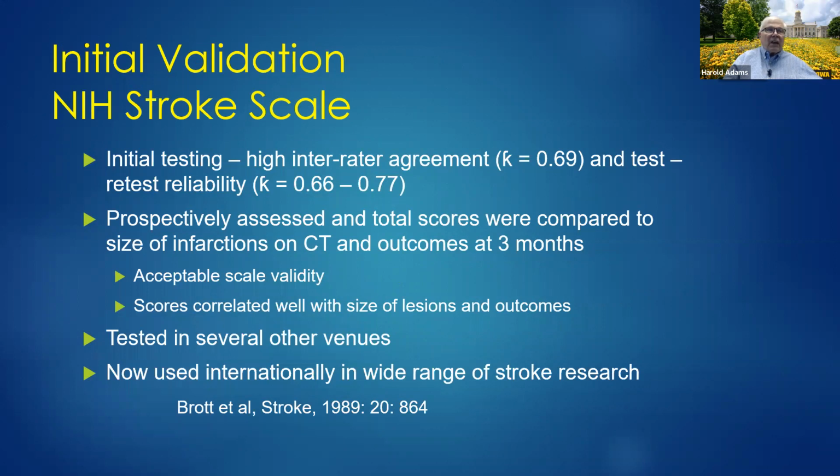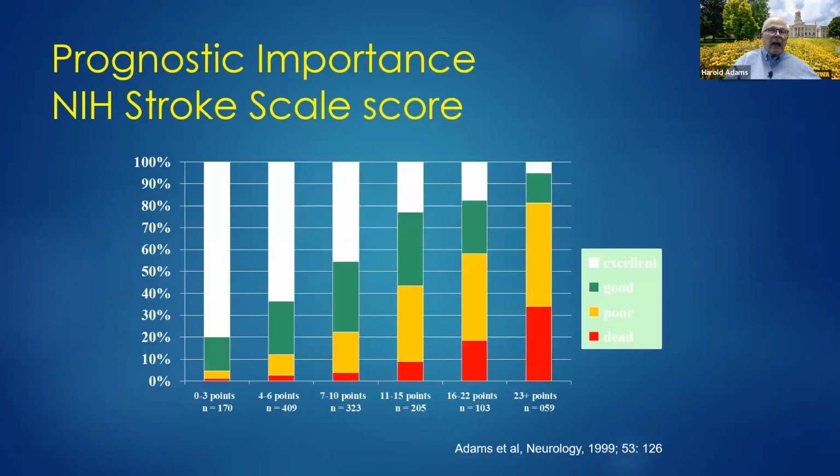We did initial validation of this and found a reasonable degree of inter-rater agreement and retest reliability. We used outcomes based on the size of the infarction on CT and clinical outcomes at 3 months. It was tested by other clinical researchers and has now become internationally the paramount scale for stroke research. Next slide. I put this in from some of our research to show how the NIH stroke scale worked.